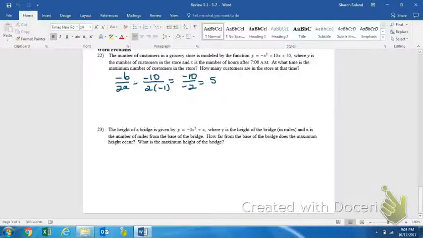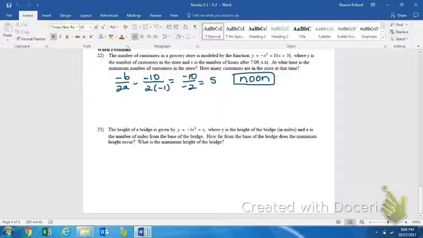Okay, so what that means is it's 5 hours after the store opened, and the store opened at 7. So the vertex, the axis of symmetry, is at 5. So the most people are there at noon because 5 added to 7 is 12, and that would be 12 noon.